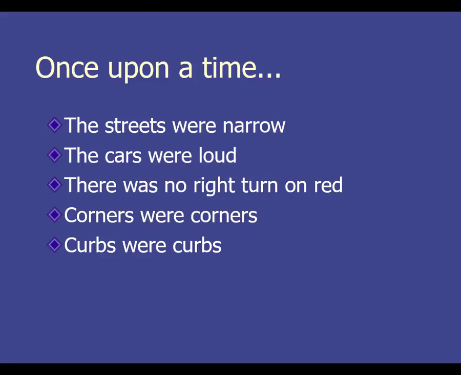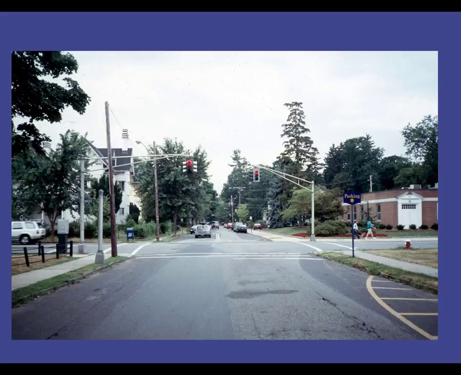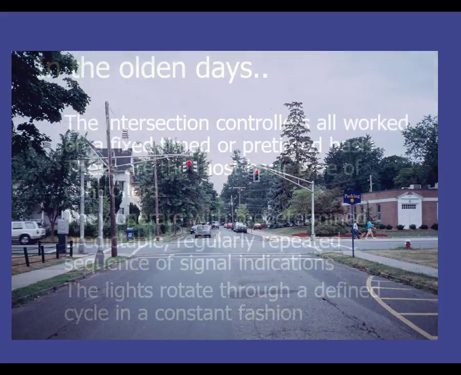Whenever cars started, we knew that the traffic signal had changed. Corners were rounded, all pretty much the same. Curbs were curbs. They were high enough so we could detect them. That was once upon a time. And it looked something like this.